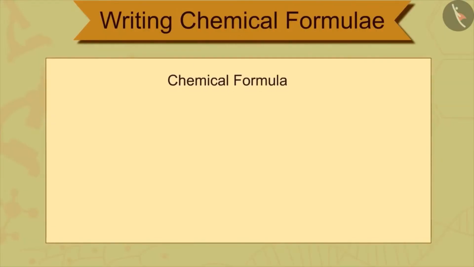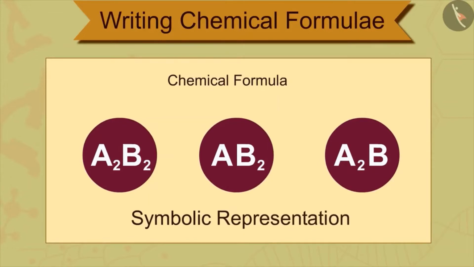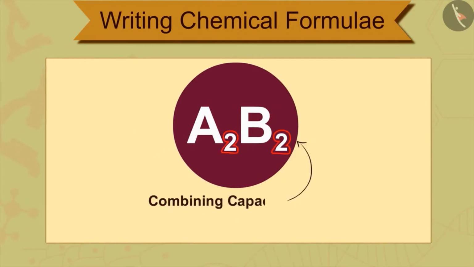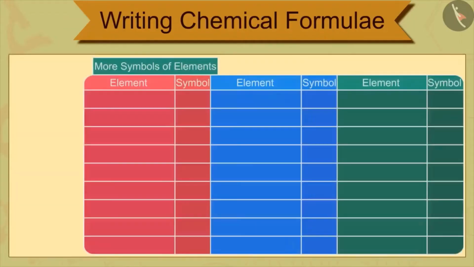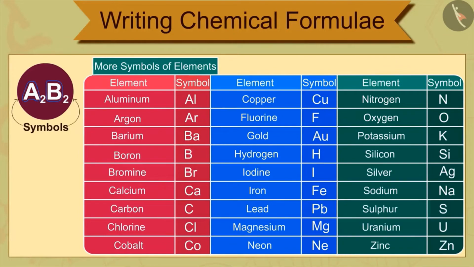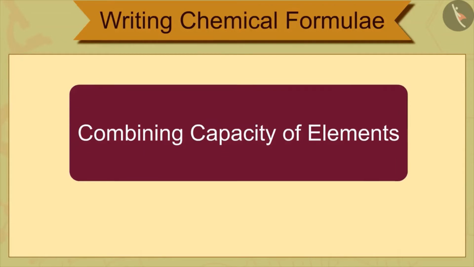The chemical formula of a compound is a symbolic representation of its composition. The chemical formulae of different compounds can be written easily. But for this, we should know the symbols and their combining capacity. We have studied symbols of elements. Let us now learn about the combining capacity of elements.